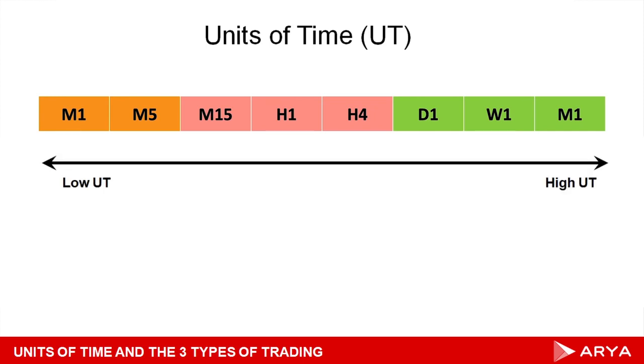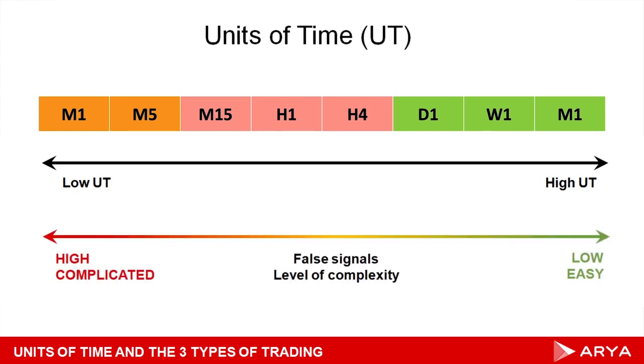The UT you have on the left are UT which we call small UT or low UT, with candlesticks that form very quickly. Conversely, on the right you have UT which we call major units and high UT, with candlesticks that form more slowly because the unit of time is slower. Your selection of the unit of time will affect the results you will achieve.